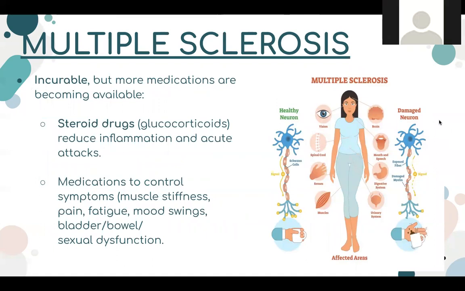Unfortunately, MS is incurable, but treatment towards this disease is improving. Scientists tested steroid drugs, and this helps mitigate inflammation and acute attacks. In addition, there are medications to control symptoms such as mood swings and bladder dysfunction.